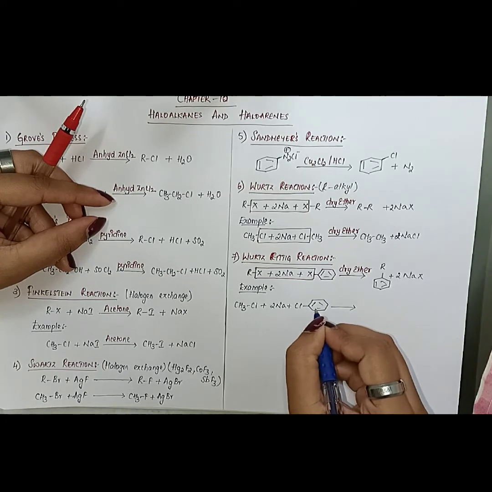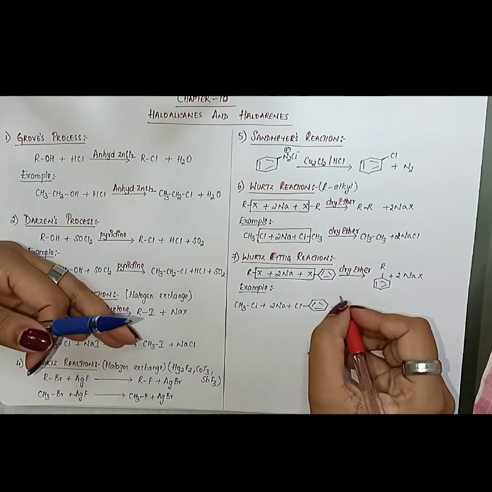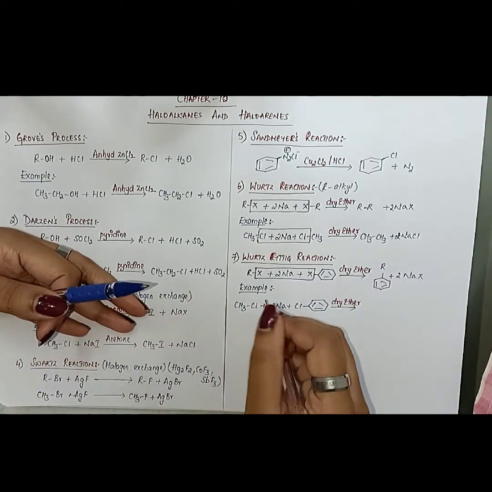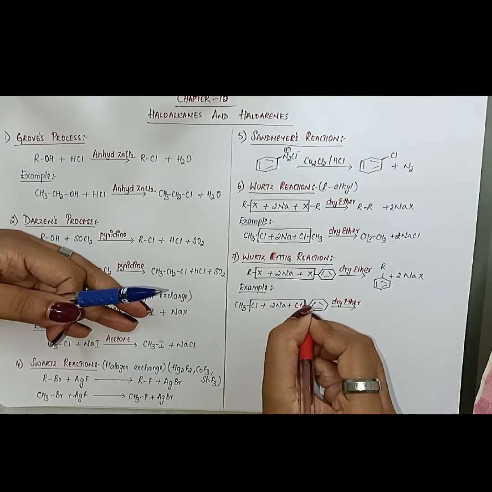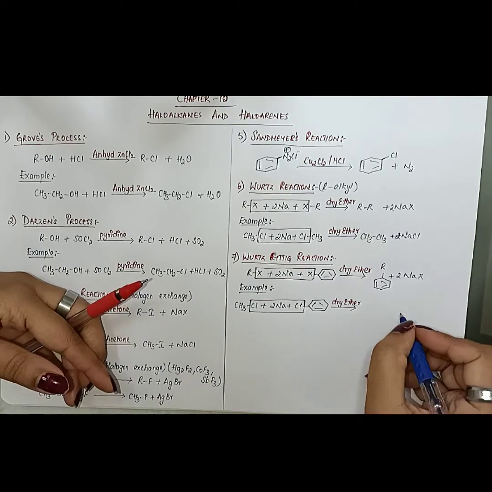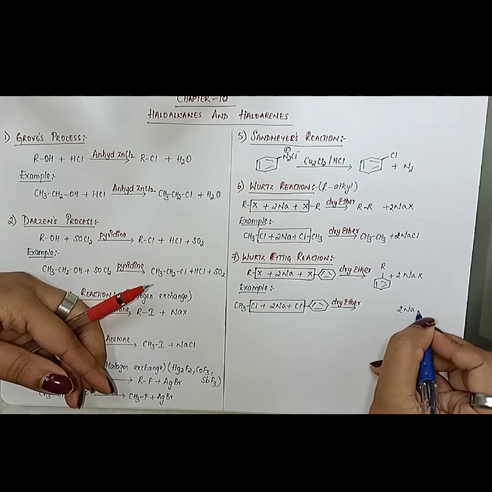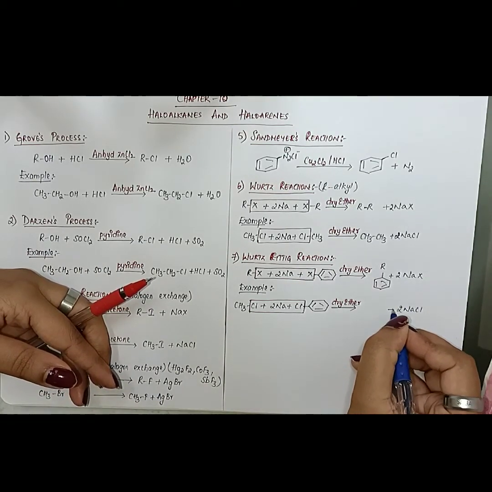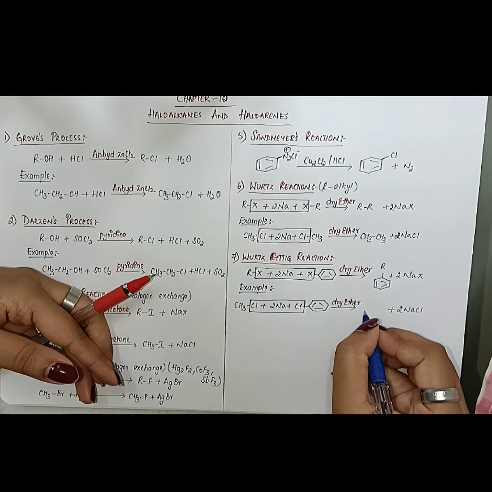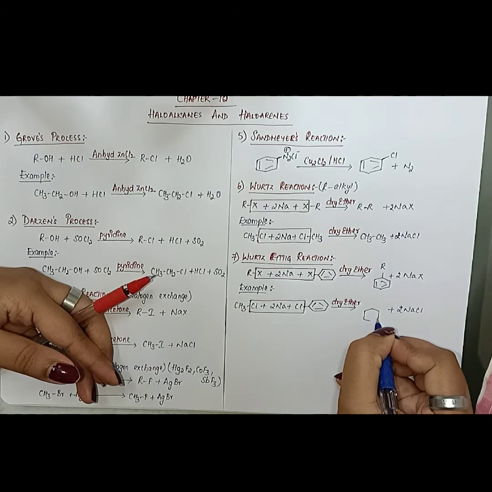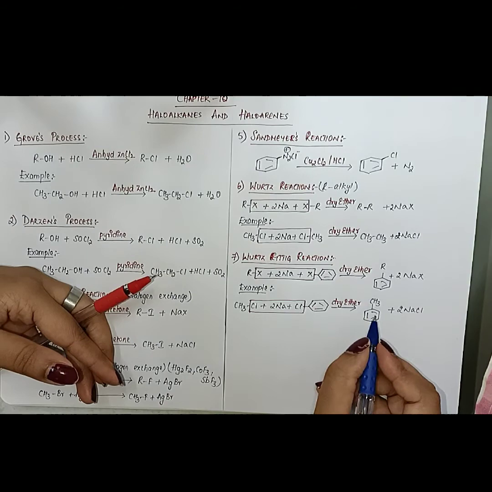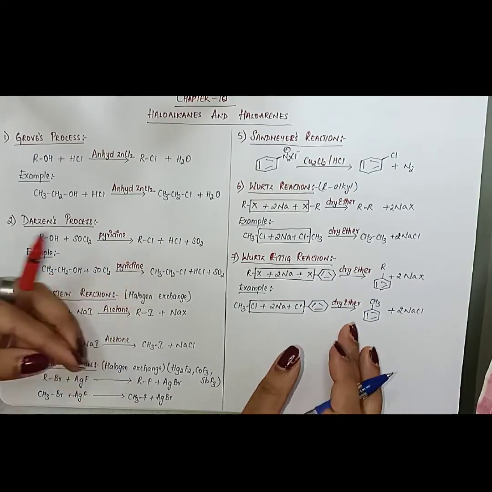Now, this will happen in the presence of dry ether. Here also it's going to be the same. Halogen with sodium is going to be bonded to each other and you're going to get 2NaCl. Plus, benzene is going to be bonded to the methyl group just like this. And you're going to get an aromatic compound, methyl benzene, or you can call this by its common name, toluene.